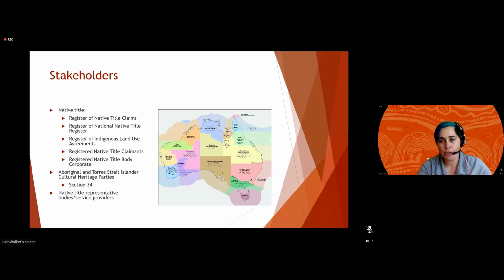On the Native Title Tribunal, you can get some maps, which this is one of them on the screen, and they can show you a map of all of the native title claims that are in Queensland or whatever state you're in. It can show you where all of the Indigenous land use agreements are. It can show you where all of the PBCs are. And it can also show you where all of the rep bodies are, or when I say rep bodies, I mean Aboriginal, Torres Strait Islander representative bodies. We call them rep bodies for short.